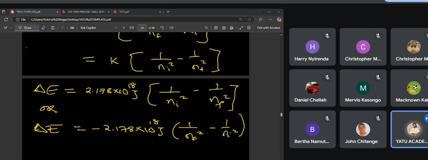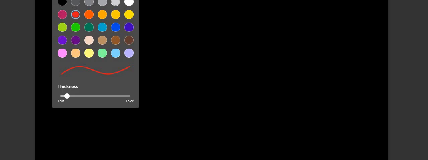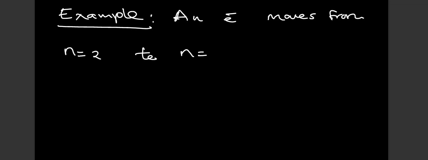So let me give us a proper example here so that you see what we are discussing, in case you're wondering where this applies and how we use this formula. Example: an electron moves from n is equal to 2 and goes to n is equal to 3. I'll give two questions in one. The first question is, find the energy that was involved. How much energy did it require?